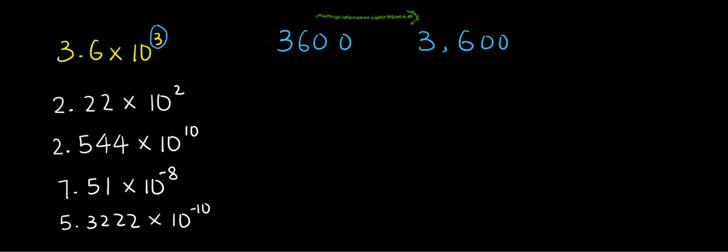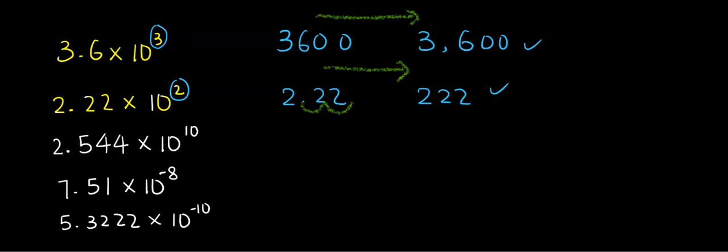Let's look at the next one. We have 2.22. It's 2 and 22 hundredths times 10 to the second power. Once again, copy down the first number. Come here, look at how many steps we need to go. We need to go 2 steps. Since this is a positive exponent, we need to go to the right side, 2 steps. 1 step, 2 steps. And let's rewrite this number. We have 222.